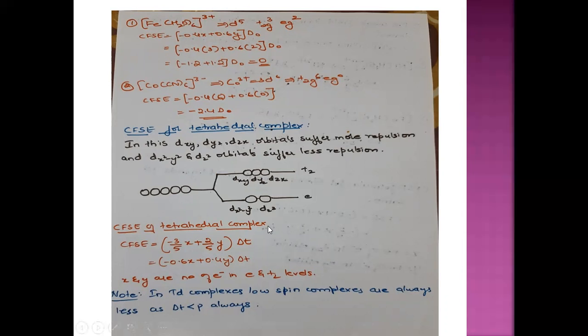Since they acquire maximum repulsion, they acquire a higher energy state. Whereas x square minus y square and z square lie along the axis, and the ligand approaches between the axes. That's why they suffer lower repulsion and acquire a low energy state, that is x square minus y square and z square, and it is said to be E, not Eg. It is E.